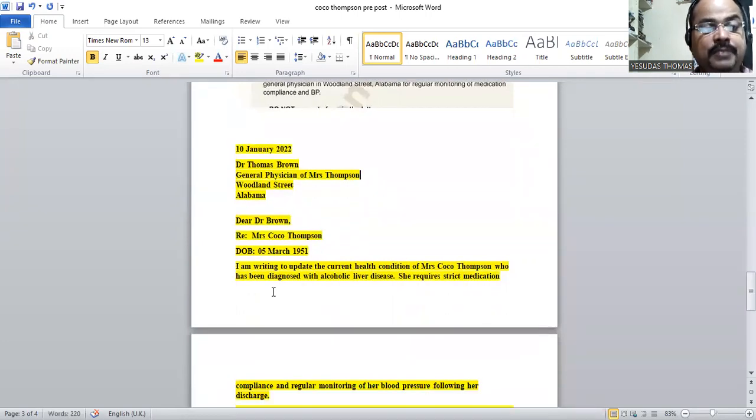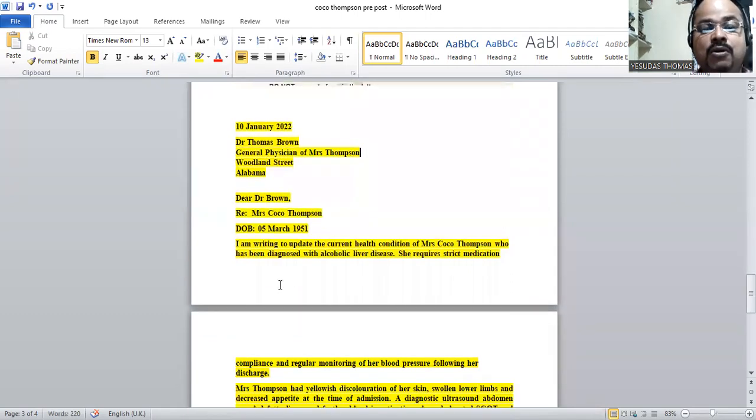I'm writing to update the current health condition of Mrs. COCO Thompson, who has been diagnosed with alcoholic liver disease. She requires strict medication compliance and regular monitoring of her blood pressure following her discharge. As we have already mentioned that this is the patient's general physician, we don't need to say that here in the purpose.